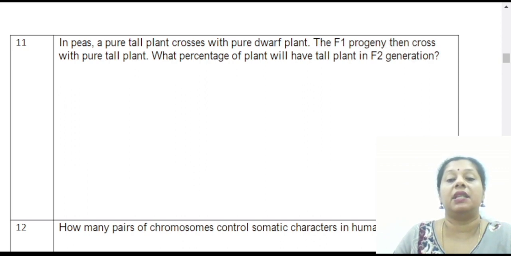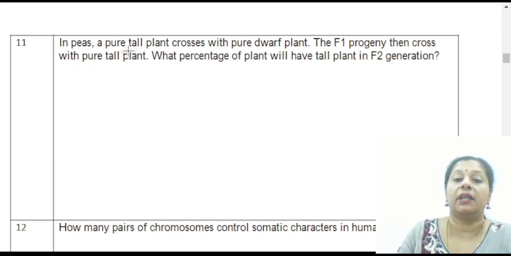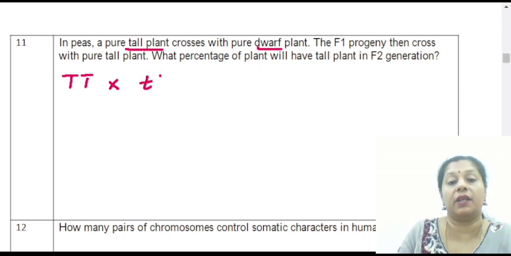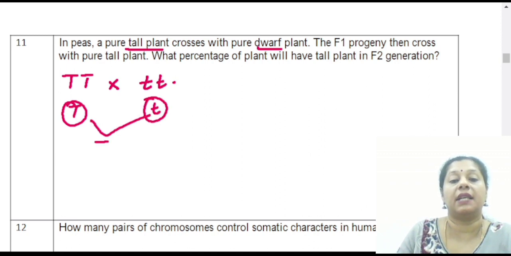In peas, a pure tall plant crosses with a pure dwarf plant. The F1 progeny then cross with a pure tall plant. What percentage of plants will be tall in the F2 generation? So we know that pure tall plant means capital T, capital T, pure meaning homozygous, and small t, small t. So here it will be capital T and small t. So we get capital T, small t. This is the tall plant. All plants are tall.